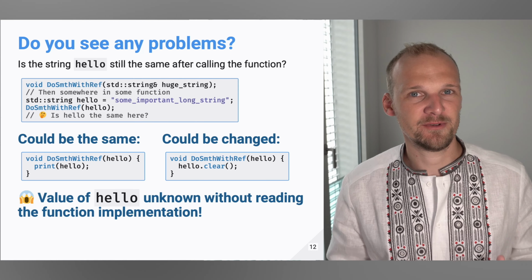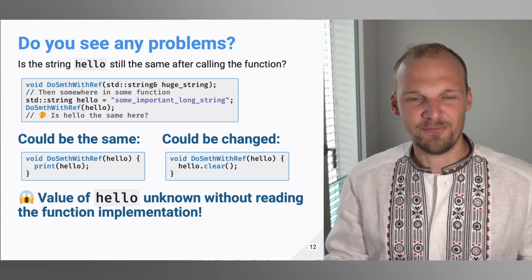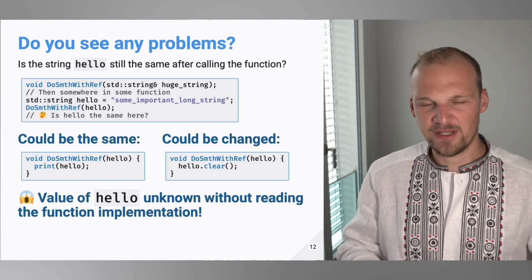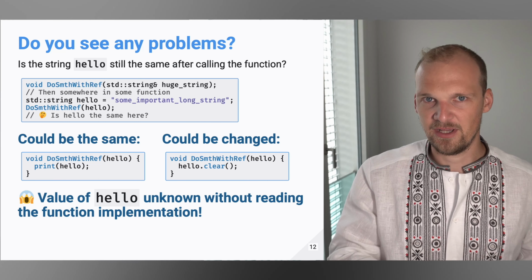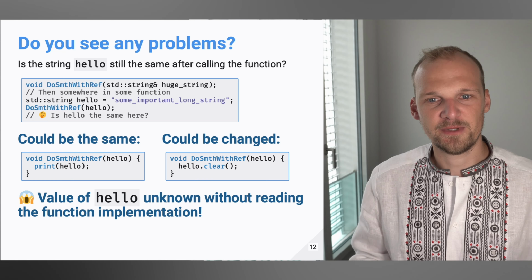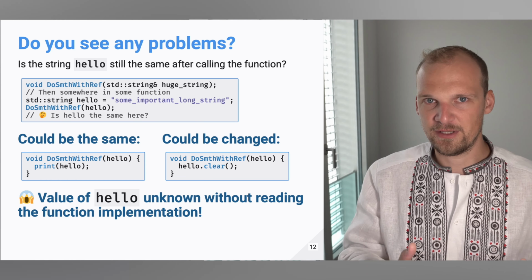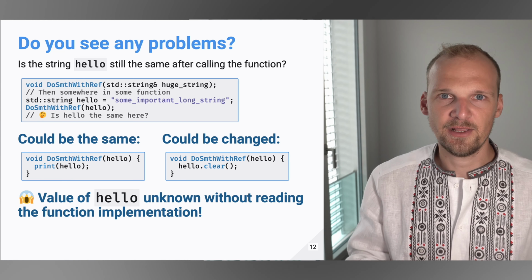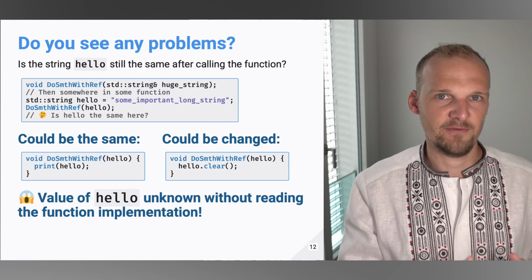Do you see any problems with passing a reference there? Let's look at this small example. Let's say we have this function, do something with reference, and we pass this string, which can be a big string, by reference, and now we call it from somewhere in the code. So we call this do something with reference, and we give this hello. Does hello have the same value?